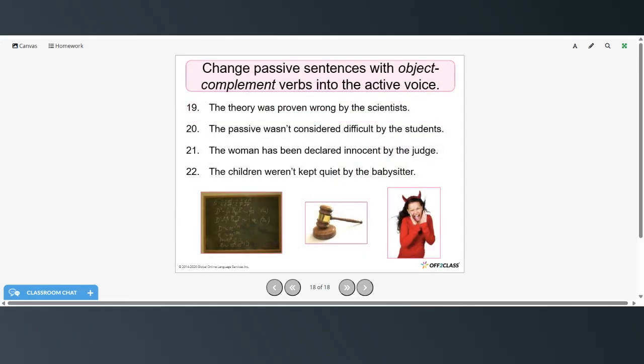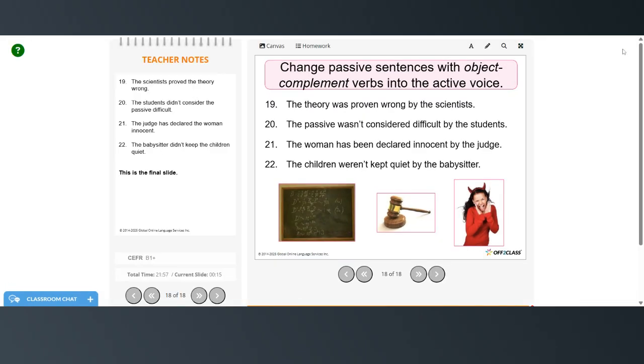Now you're going to change the passive sentences with object complement verbs into the active voice. Again, you can pause the video, try these on your own, and then restart when you're ready to check your answers. So, the scientists proved the theory wrong. The students didn't consider the passive difficult. The judge has declared the woman innocent, and the babysitter didn't keep the children quiet.